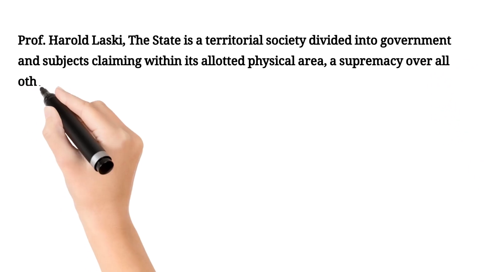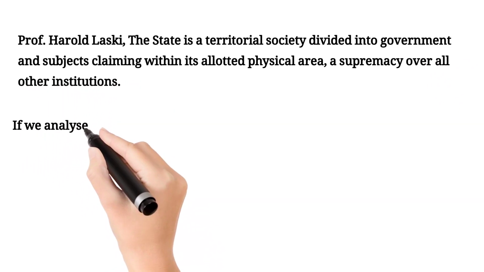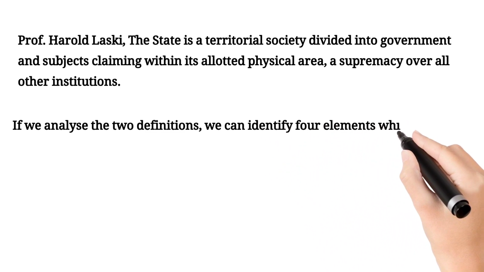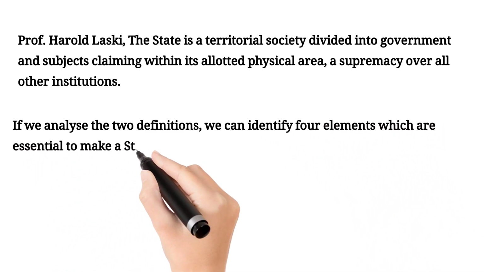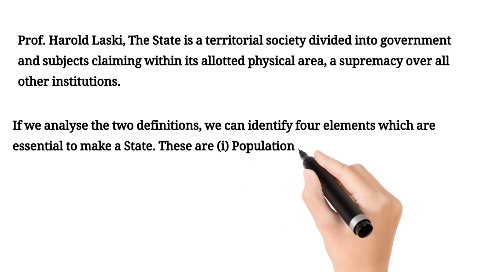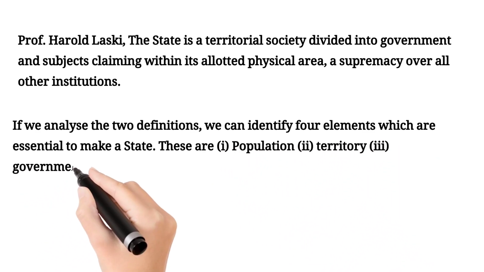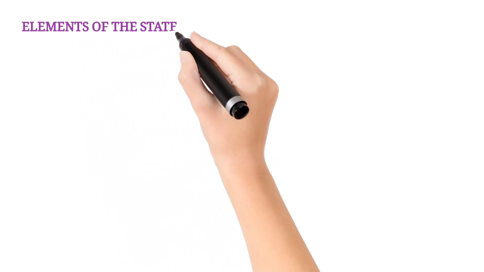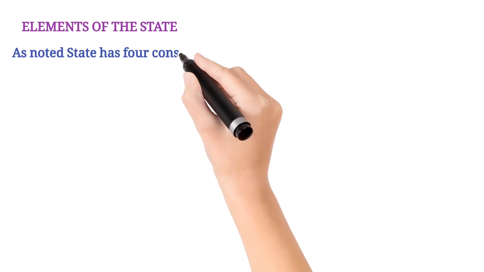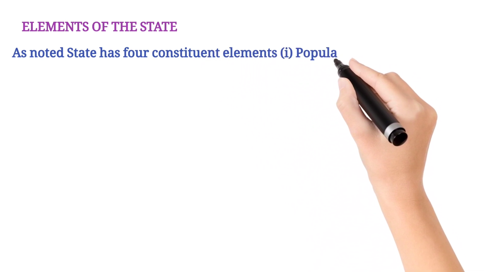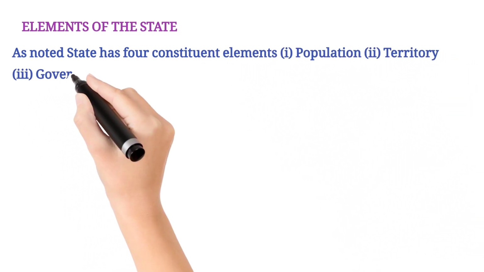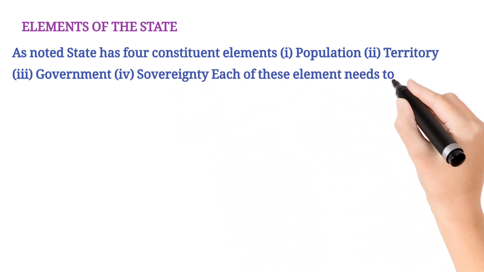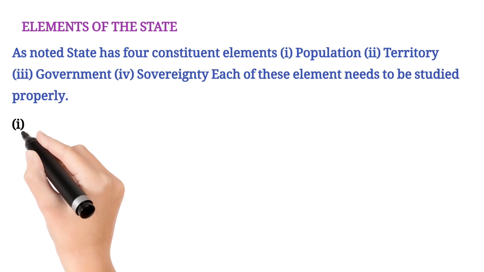If we analyze the two definitions, we can identify 4 elements which are essential to make a state. These are: 1. population, 2. territory, 3. government, 4. sovereignty. Elements of the state as noted. State has 4 constituent elements: 1. Population, 2. Territory, 3. Government, 4. Sovereignty. Each of these elements needs to be studied properly.